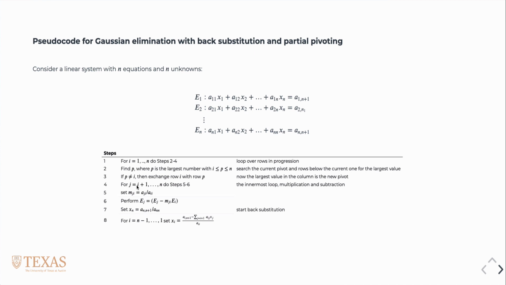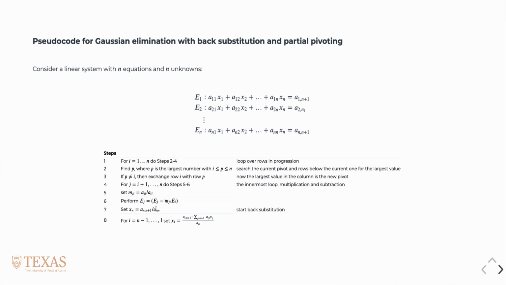J will begin from the ith row down. Essentially, this is looking down the columns. We define a factor that eliminates all entries below the ith column, and we perform this operation. So EJ, the jth row, which corresponds to equation J, is equal to EJ minus that factor times EI. So we're going to use the ith row to eliminate all of the entries below. After this, the matrix will be in row echelon form.